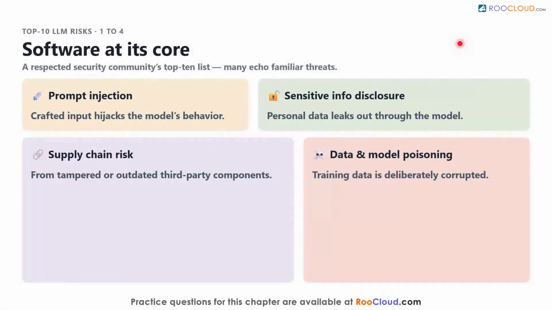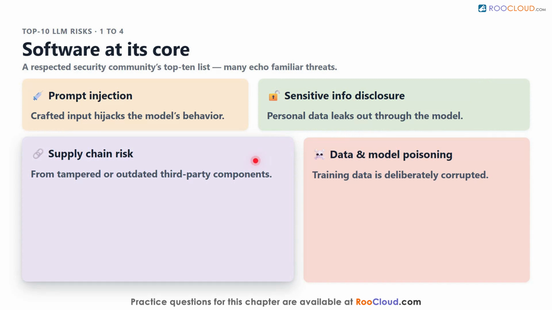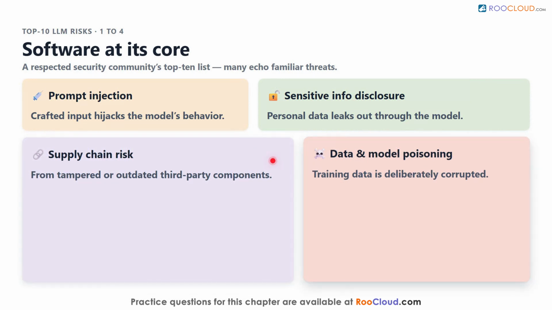Because AI applications are software at their core, a respected security community publishes a top 10 list of the most important risks for language model applications, and many of these echo familiar cybersecurity threats. Let me walk the highlights. Prompt injection, where crafted input hijacks the model's behavior. Sensitive information disclosure, where personal data leaks out through the model. Supply chain risk, from tampered or outdated third-party components. And data and model poisoning, where the training data is deliberately corrupted.